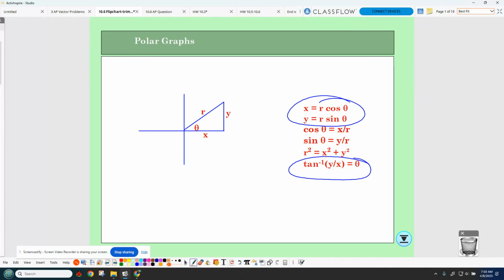X and cosine, Y and sine, they go together alphabetical order. Okay, X is R times cosine, Y is R times sine. Right, Cole? You remember this from pre-cal? That fun scintillating stuff?